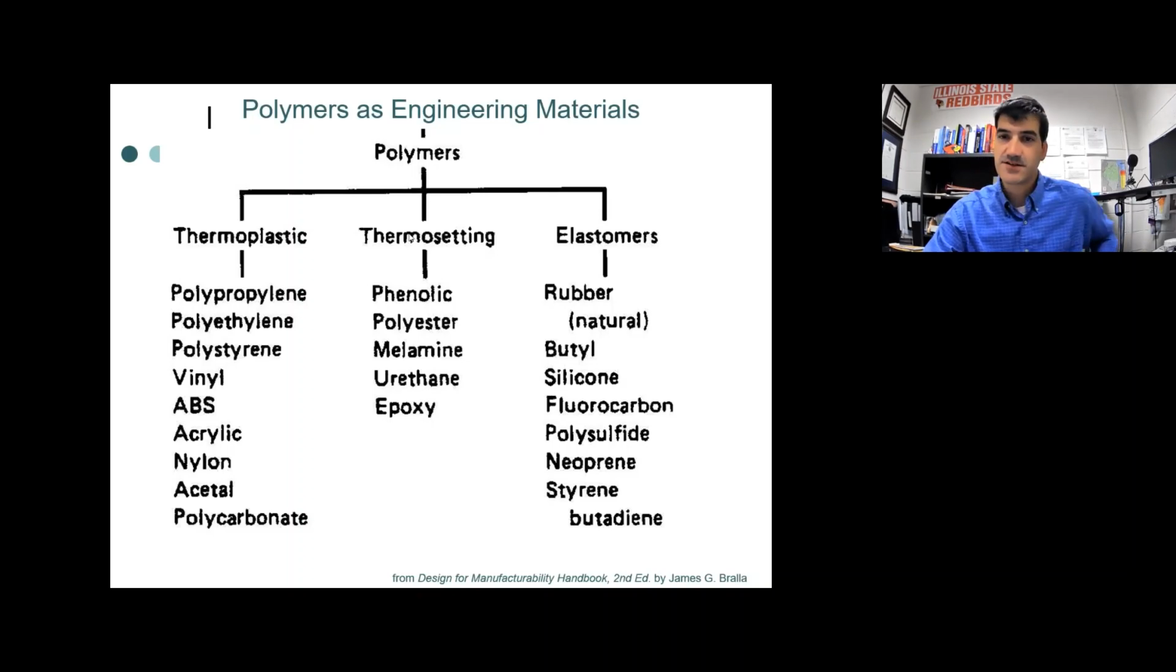Sometimes we include a third category called elastomers. Elastomers can be either thermoplastic or thermoset materials, but generally they're characterized by really weak intermolecular bonds, which makes them stretchy, really stretchy. Think of rubber. All of these have the characteristics of really flexible, rubbery materials, but they could be either thermoplastic or thermoset.